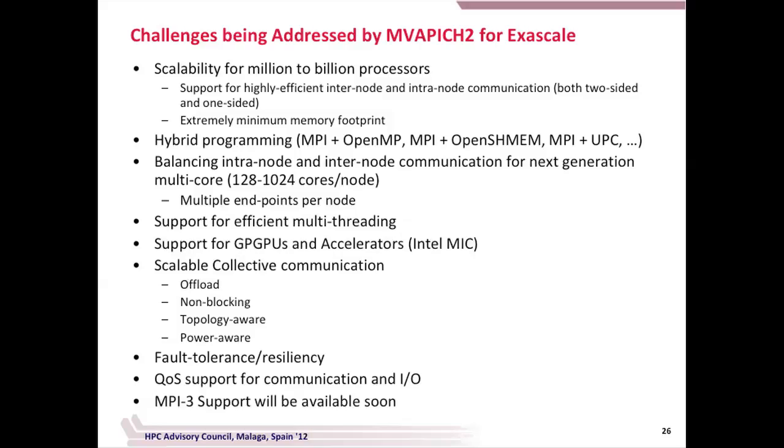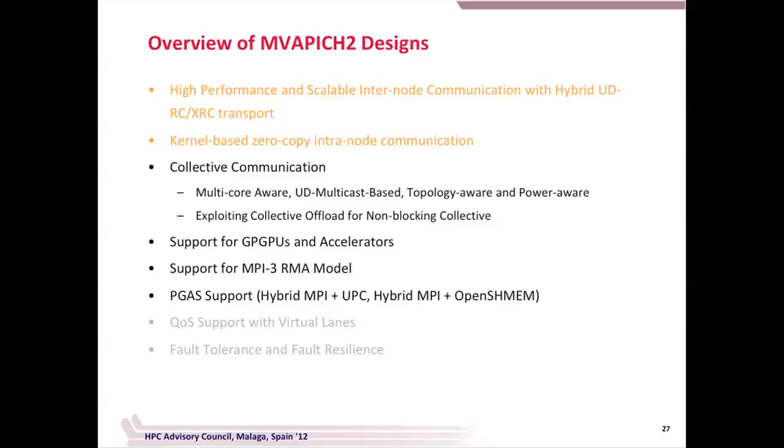And then supporting hybrid programming: how do you balance inter-node and intra-node communication, how do you provide support for efficient multi-threading, support for GPUs and accelerators, and especially a lot on the collective side. How do we take the Mellanox collective offload into account, how do we handle non-blocking, topology-aware, power-aware, fault tolerance, resiliency, QoS, and then MPI 3. All those kinds of things we keep an eye on as we move forward. What I'll try to do is go into some of these things. We may not have time to cover all of them, especially QoS and fault tolerance. I'll not focus on those. If some of you are interested, I can talk offline.